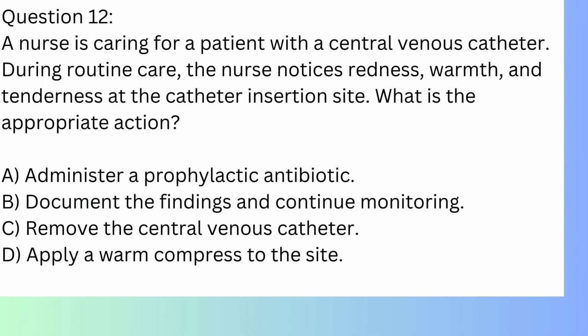Question 12. A nurse is caring for a patient with a central venous catheter. During routine care, the nurse notices redness, warmth, and tenderness at the catheter insertion site. What is the appropriate action? A. Administer a prophylactic antibiotic. B. Document the findings and continue monitoring. C. Remove the central venous catheter. D. Apply a warm compress to the site.